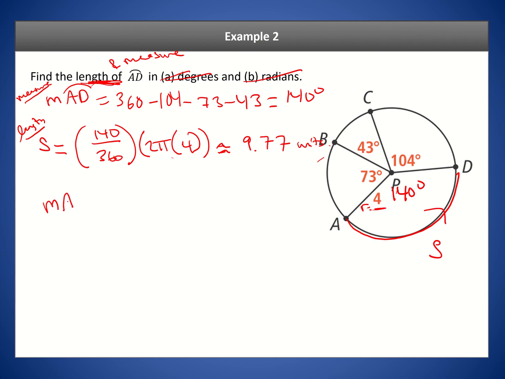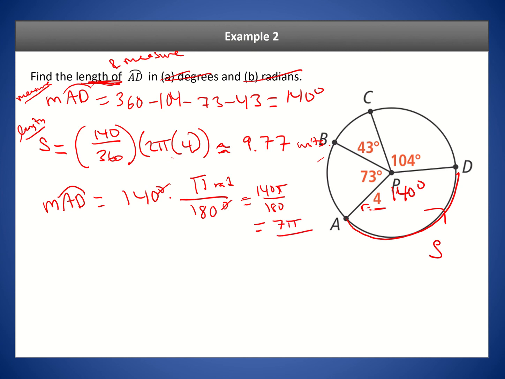So the measure of arc AD, we'll convert that to radians. So we're going to multiply by pi divided by 180, so the degrees cancel, leaving us with 140 pi over 180. Then we can reduce that. We can divide them both by 20. We get 7 pi over 9.